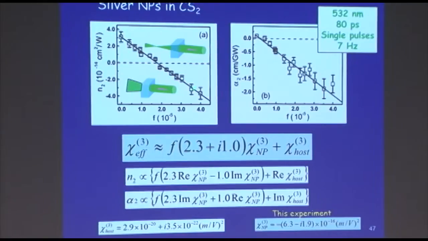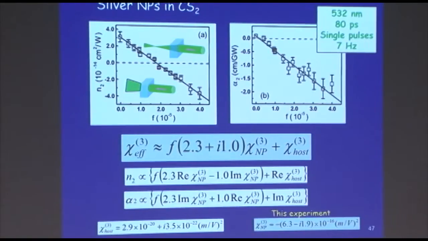It goes from positive to negative, passing through zero. So it means that for this concentration of particles, there is no third order nonlinearity. Chi-3 is zero, the effective chi-3. Okay? The imaginary part of the effective chi-3 goes like that, goes from positive, pure CS2, to negative when there is a large concentration of metallic particles.